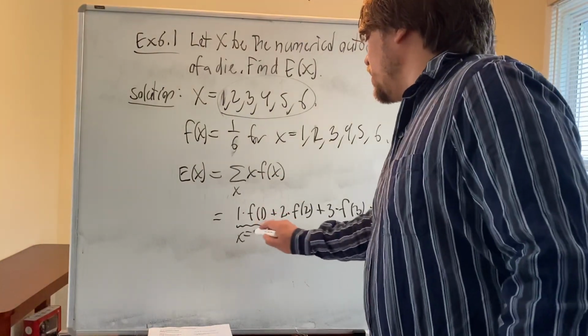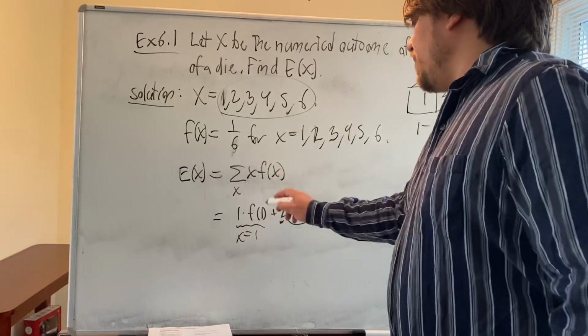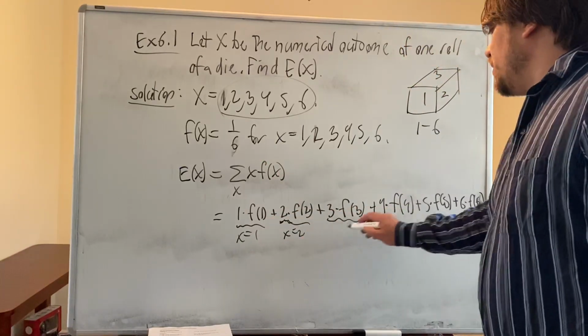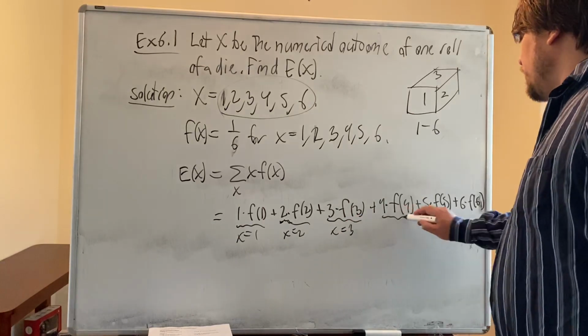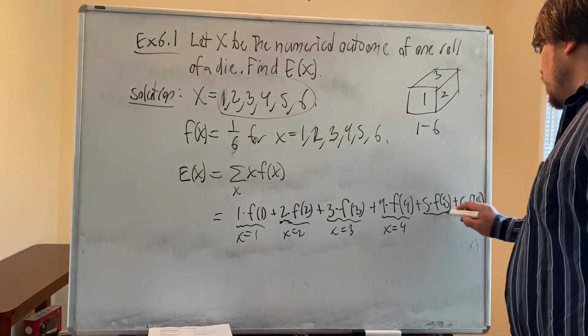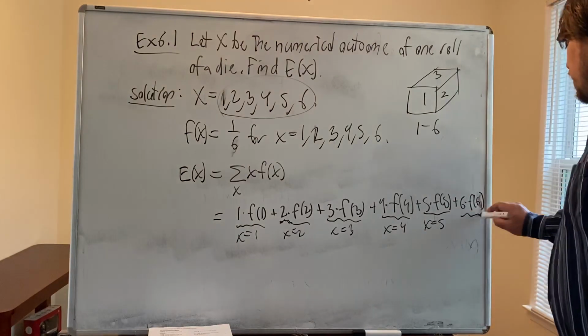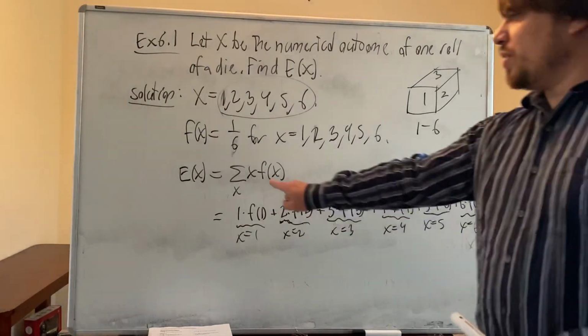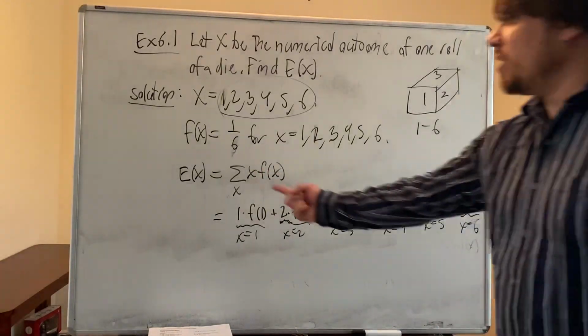So that's x times f of x when x is 1. That's x times f of x when x is 2. That's x times f of x when x is 3. That's x times f of x when x is 4. That's x times f of x when x is 5. And that's x times f of x when x is 6. And so you find each of those terms for each value of x, and then you add them up.